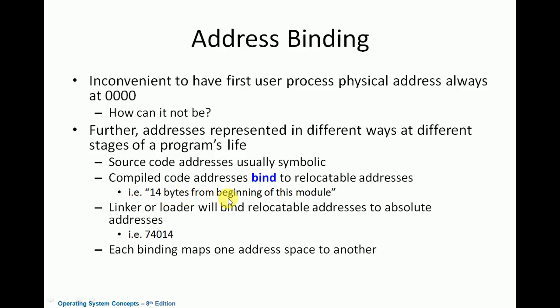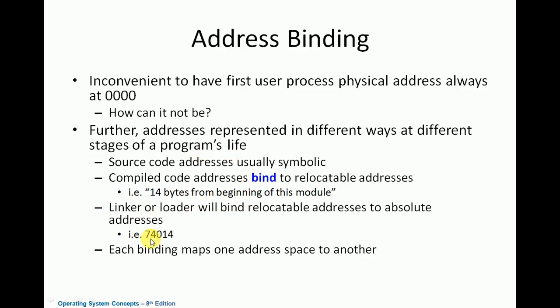So at the beginning there will be the operating system program. Assume that the operating system has consumed 14 bytes of memory, and after 14 bytes we can load the user program in the main memory. So the 14 bytes from the beginning of the module is basically called a relocatable address. But the loader and linker will bind these relocatable addresses to actual absolute addresses in the physical memory.